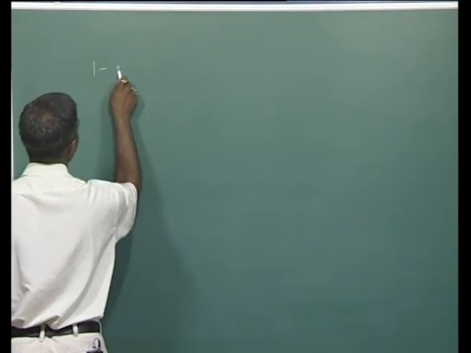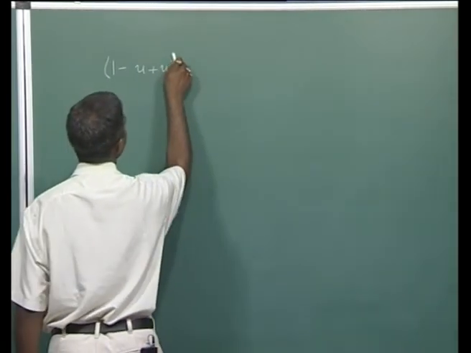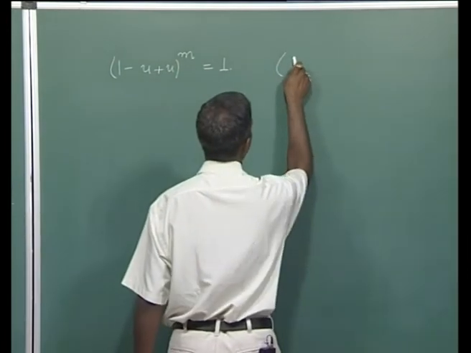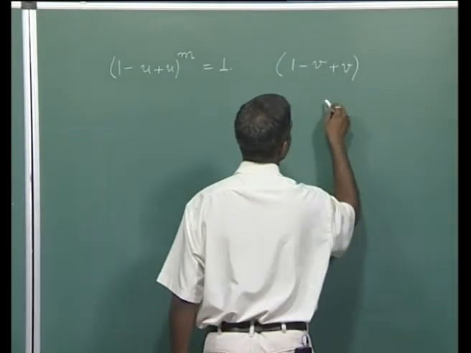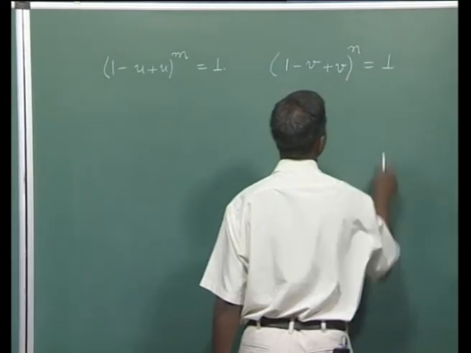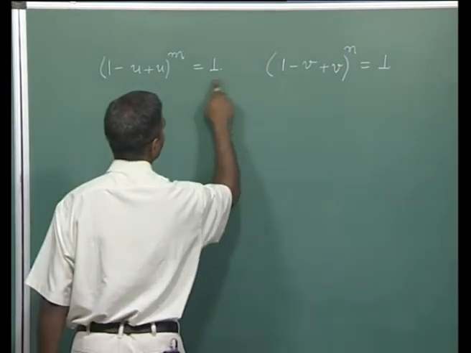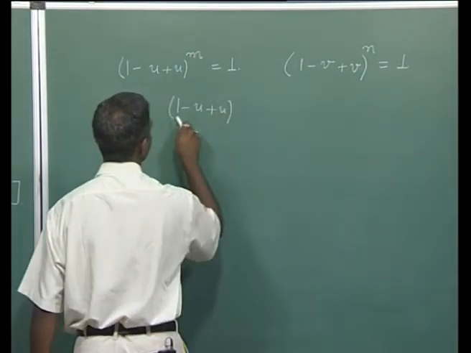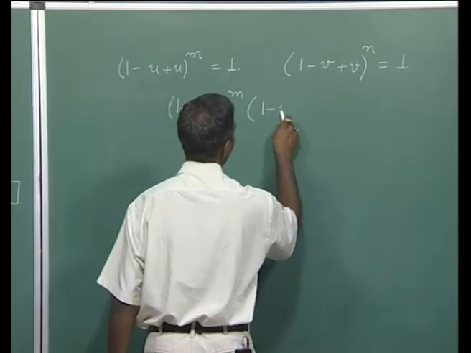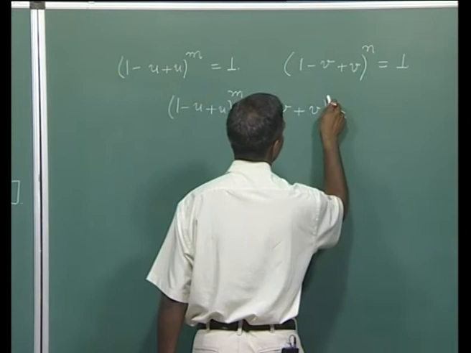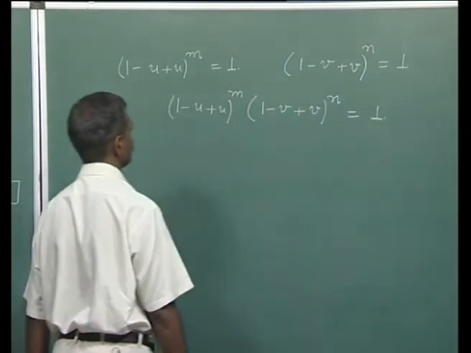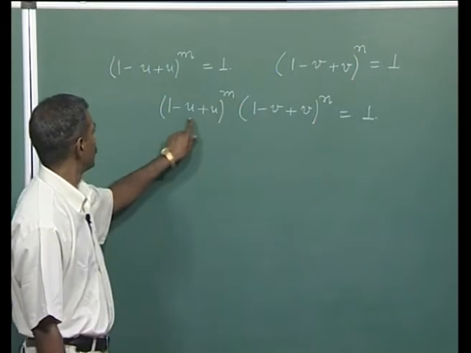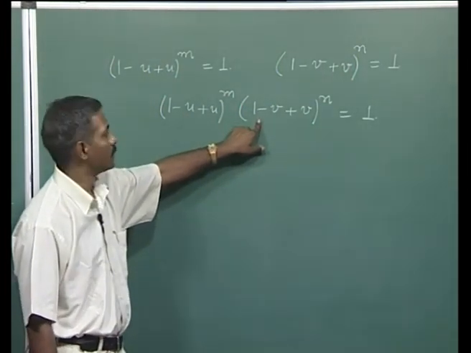So we have (1 minus u plus u) raised to m equals 1. Also we have (1 minus v plus v) raised to n equals 1. We multiply both these equations together to get (1 minus u plus u) raised to m times (1 minus v plus v) raised to n equals 1. From our discussion on Bézier segments, we know what this binomial expansion is.